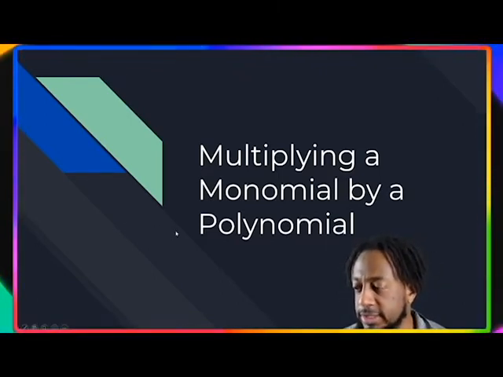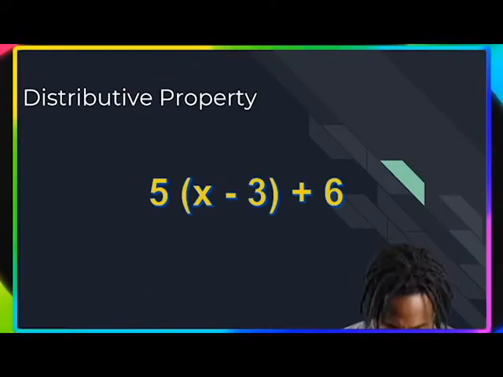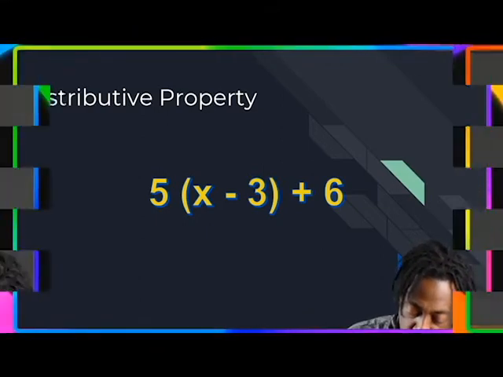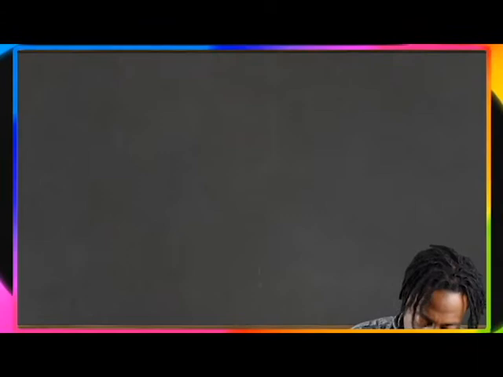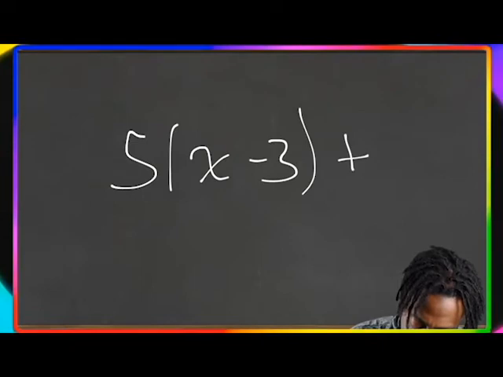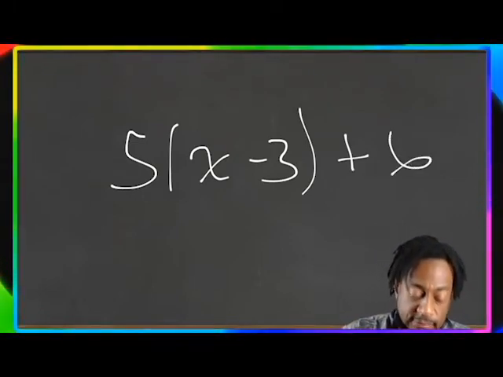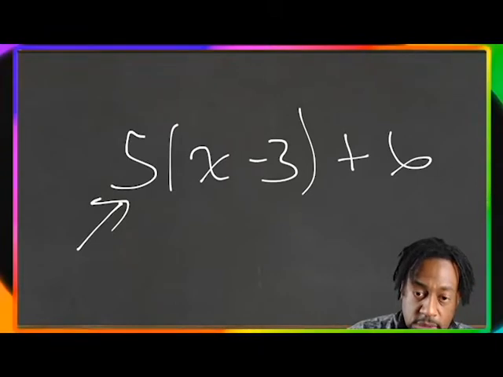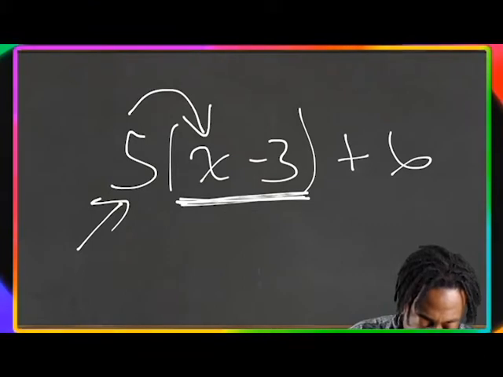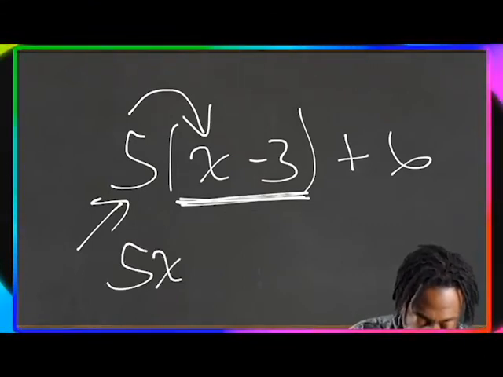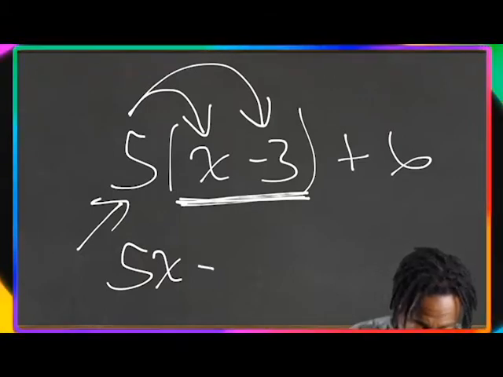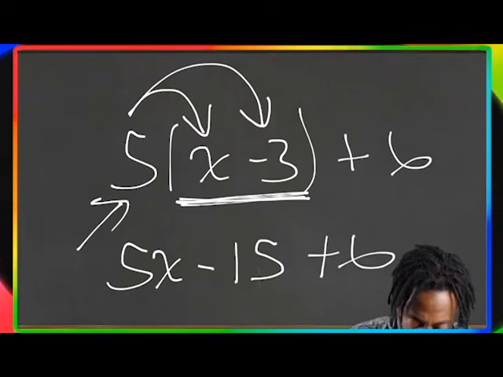Let's take a closer look at that real quick as a review. We got 5 times x minus 3 plus 6. Remember, everything outside the parentheses, we're going to multiply inside the parentheses. So 5 times x will give me 5x. 5 times a negative 3, the sign that's in front of the number now, will give me a negative 15 plus 6.